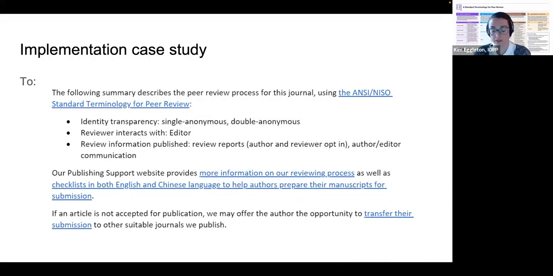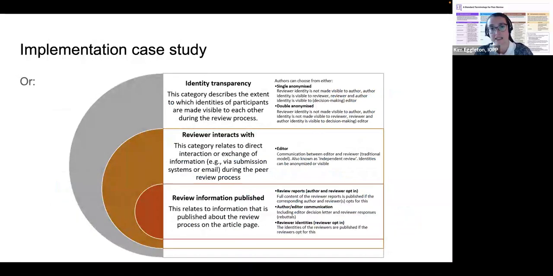But one thing we've been discussing in-house just recently is whether we want to move from a text-heavy section on our journal websites to more of a visual example, which would actually lend itself more to the terminology and perhaps be a little bit easier to read. So Joris, if you can click onto the next slide, please.